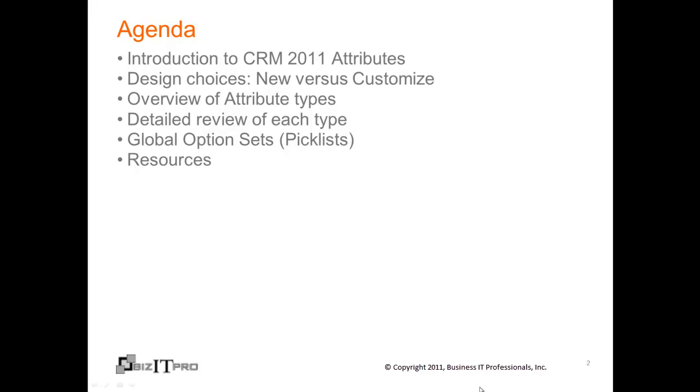On our agenda, we're going to start off with an introduction to CRM 2011 attributes. We're also going to discuss some design choices, creating new versus customizing existing attributes. We'll also go through an overview of each attribute type, followed by a detailed review of each one. We'll spend some time talking about global option sets or pick lists, and then wrap up with resources.